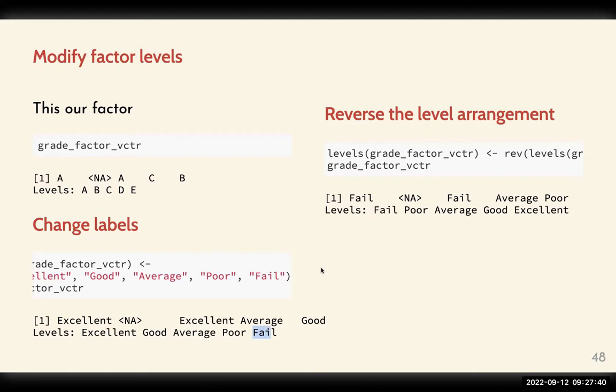You can change the order of levels using the rev function. So here are levels, grade factor, and here I reverse the order of the levels. Previous order is excellent, good, average, poor, and fail. Now when I pass this one inside rev function, you can see the order is reversed. Now the order is fail, poor, average, good, and excellent.